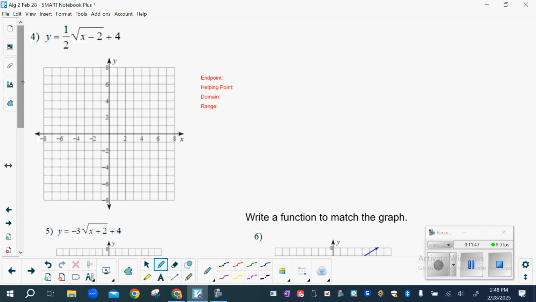Okay, so what's my endpoint on this one? This group here, tell me what my endpoint would be. Inside here tells you your x. Yeah, 4. Wait, no, -2. Is it -2 or +2? Positive, +2. And then what's your y value?